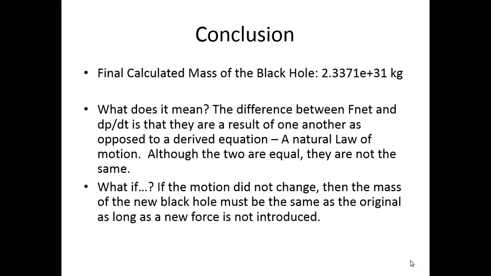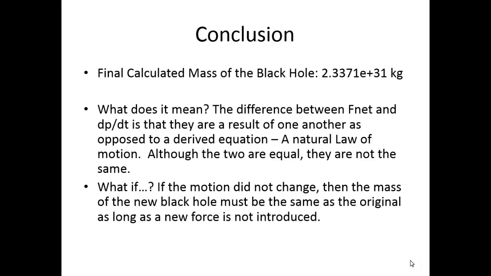The difference between F net and dp/dt is that they are a result of one another as opposed to a derived equation. It's a natural law of motion. Although the two are equal, they are not the same. F net is a result of dp/dt, or dp/dt is a result of F net. You can't derive mathematically one from the other.